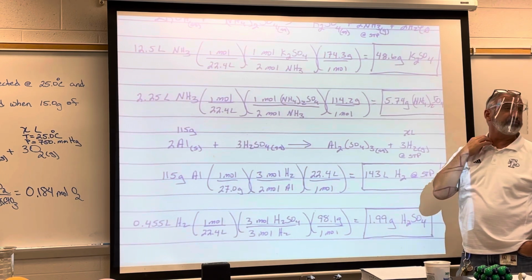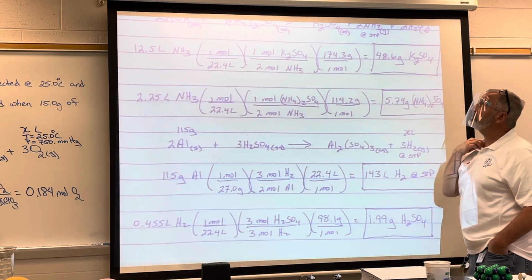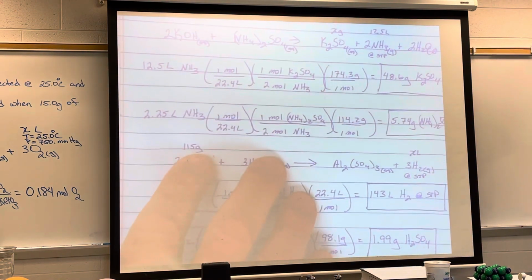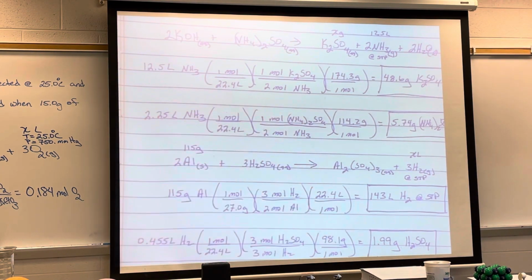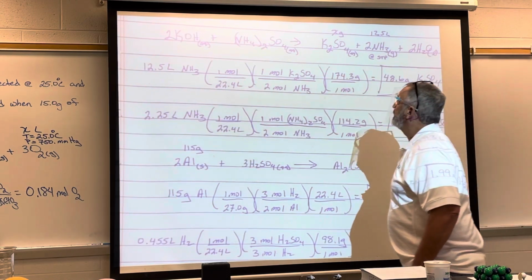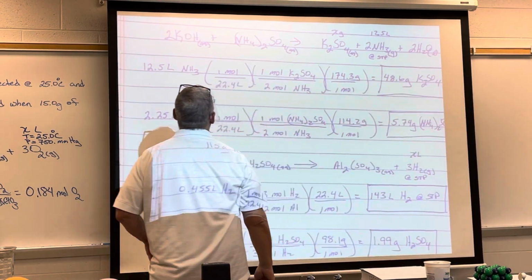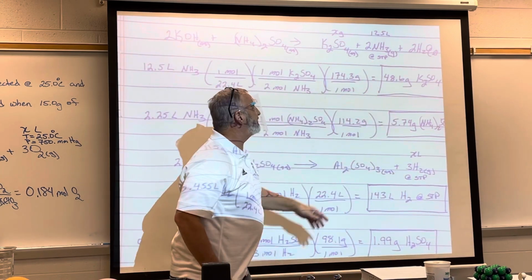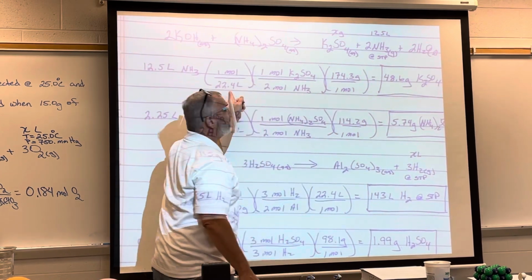It's just what are we looking for? Are we looking for the KOH? Or are we looking for the NH3? Let me move this down to just see the equation. It's 2 to 2 on this one. Now again, because it's at STP, we get to use the 22.4.